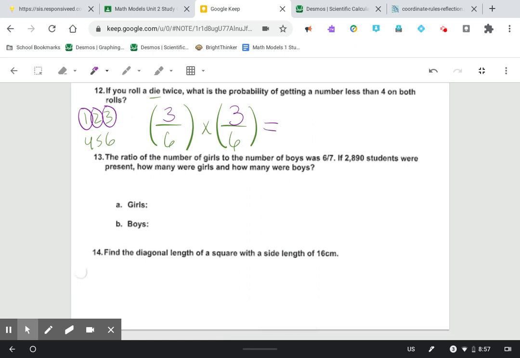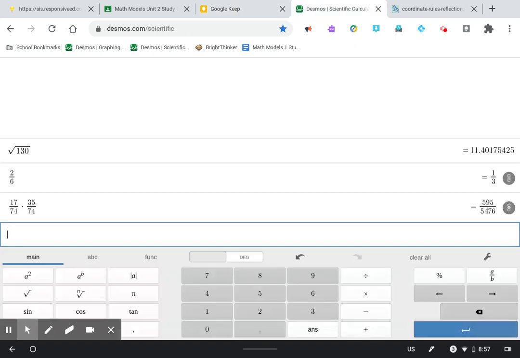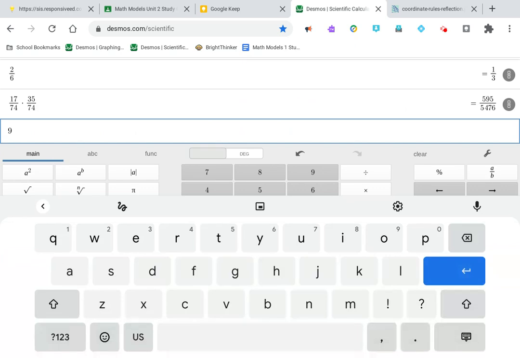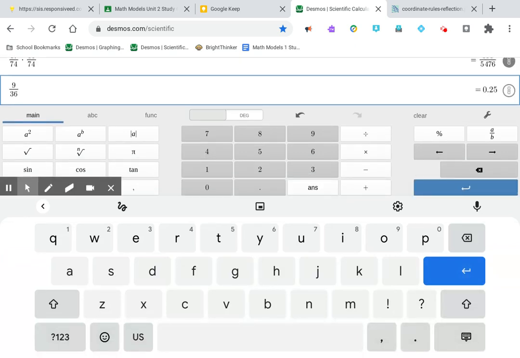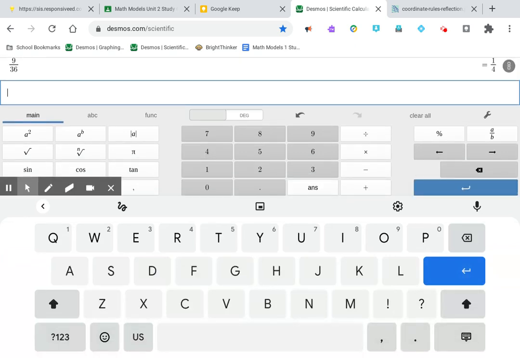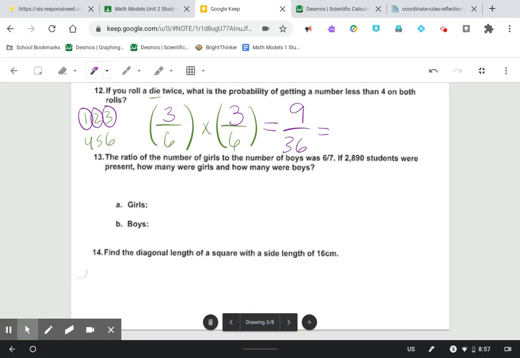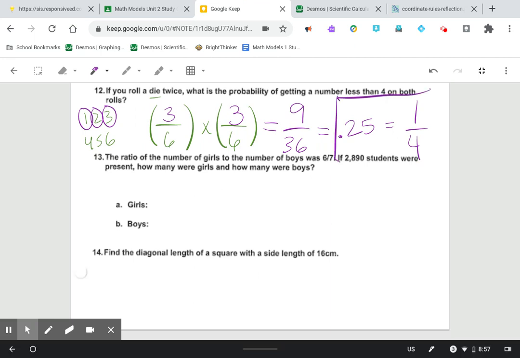So then if we multiply those, 3 times 3 is 9, 6 times 6 is 36, and then we want to reduce that fraction. So we're going to do 9 divided by 36, and we get 0.25, also known as 1/4. So I'll write both answers, 0.25 or 1/4. I'm not sure what the answer is going to say on the actual test, but either one of those are good answers.